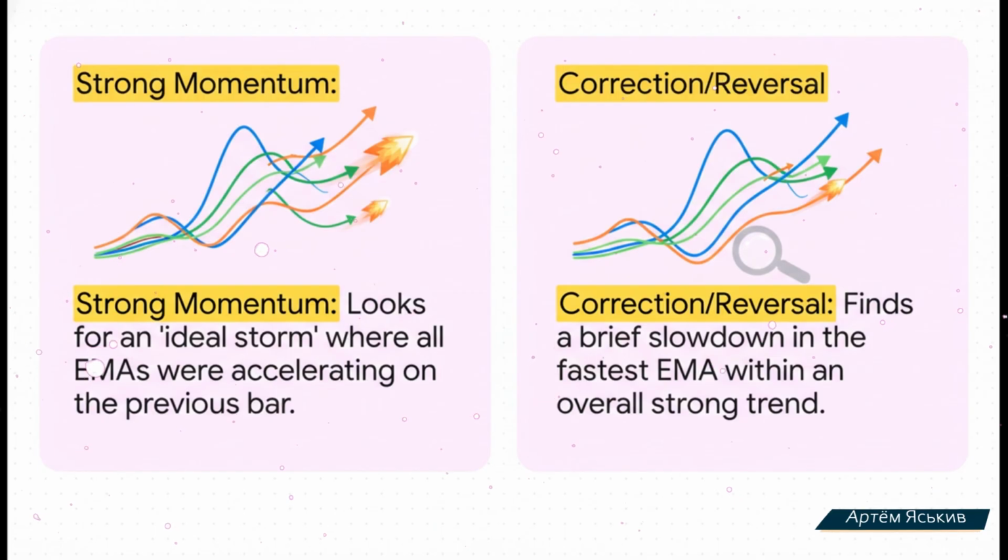But then there's correction/reversal mode, which is a lot more subtle. It's specifically hunting for a tiny slowdown in the fastest EMA, which can be a golden signal that a pullback is ending and it's time to get in.